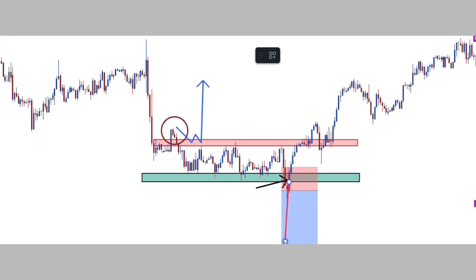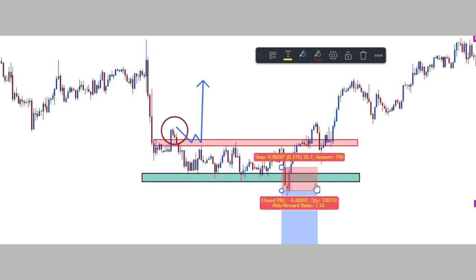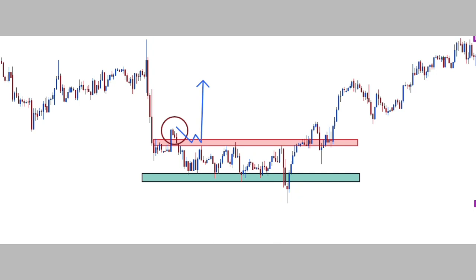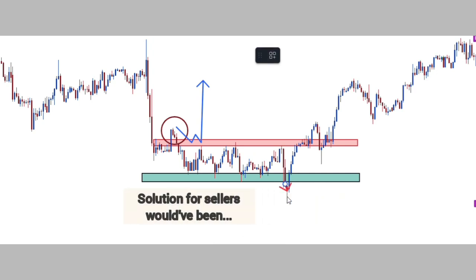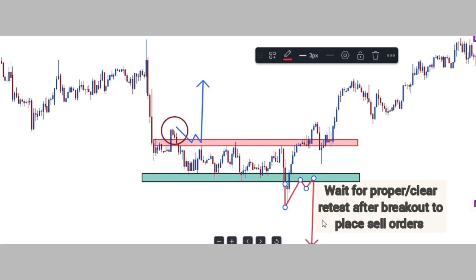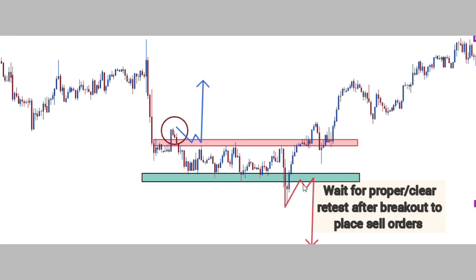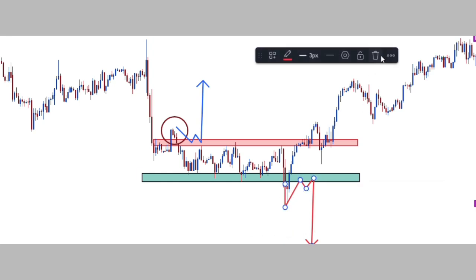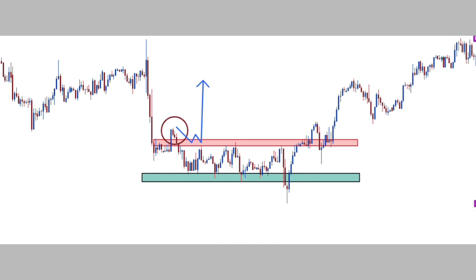So what would have been the solution for those who are selling? They were impatient. They were really impatient. If your aim is to sell here, you would have waited for price to return to retest here properly, a proper retest, and watch out for your double top or three black crows or bearish engulfing candle before you can actually place your sell. All right, that would be the solution. But that did not happen. There was no proper retest. So that's why these traders' stops were taken out here.